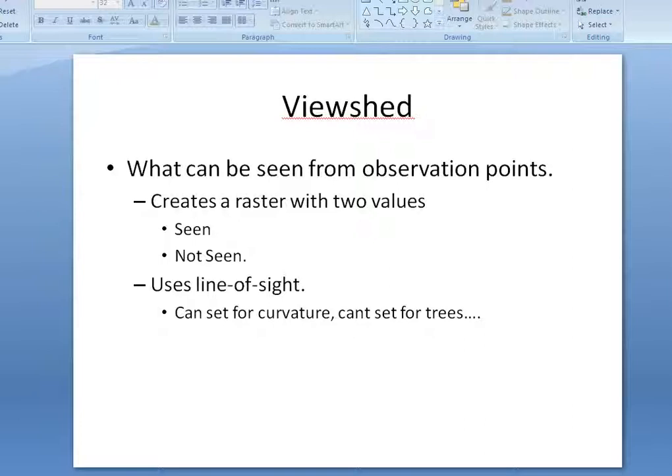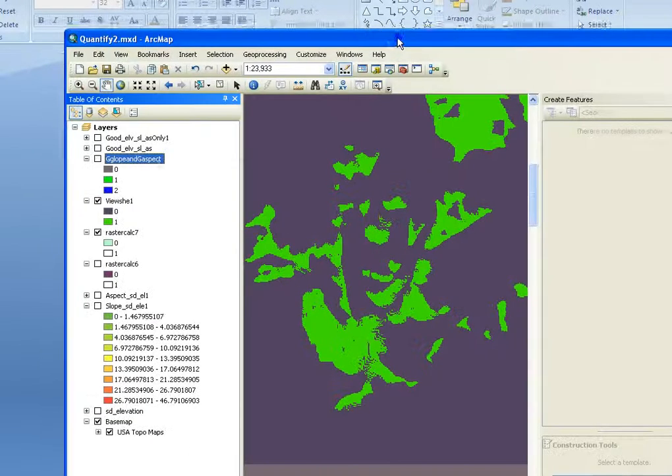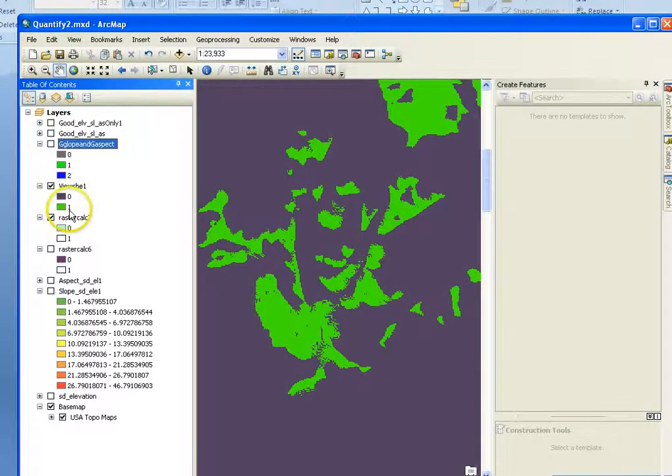When I created my viewshed, I have areas that can be seen from the lake and areas that cannot be seen from the lake. And now that I have this 0, 1, I could export those ones as a polygon, and then I could do some geoprocessing with my good land, slope and elevation, and my viewshed, and find only those areas that meet that specific calculation. I wouldn't have to rely just on visualization for that.